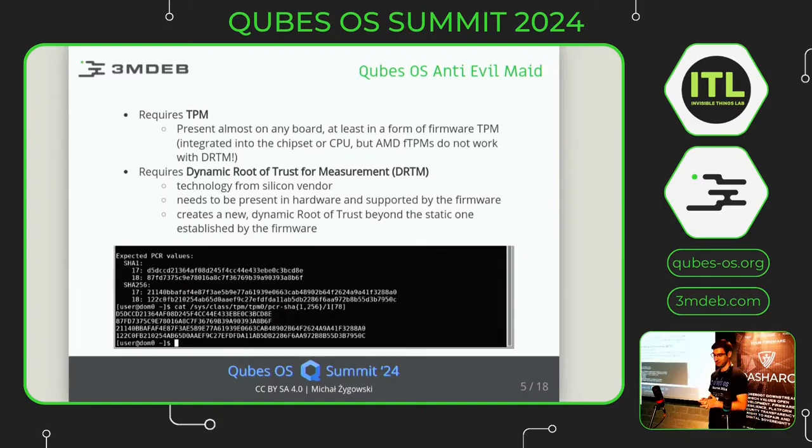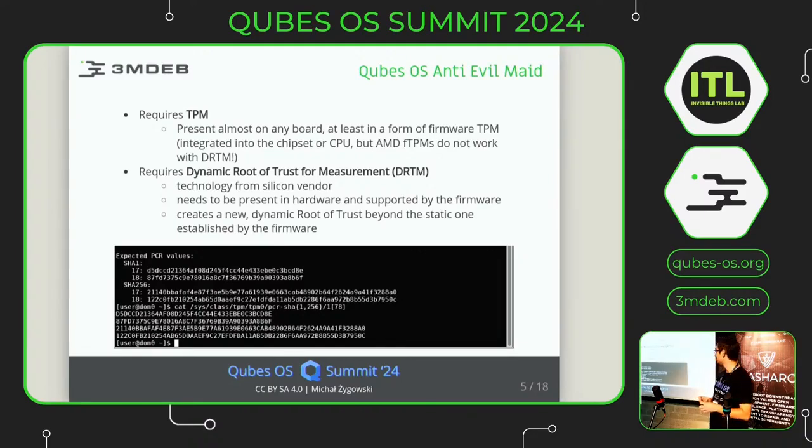DRTM is a dynamic root of trust for measurement, which is a kind of silicon vendor technology that allows you to re-establish the trust in your system in a secure manner. This adds an extension to the typical instruction set of the x86 CPU and possibly other CPUs in the future, which allows you to securely measure the components at a given point in time. What we use it for is to measure the operating system components independently from the firmware.